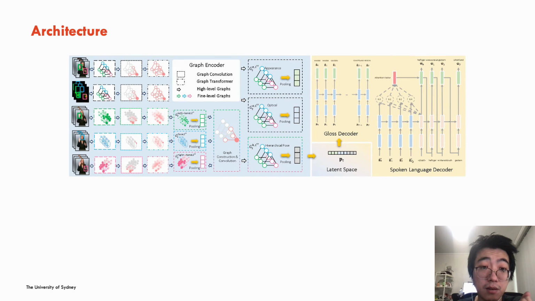So all our graphs capture the spatial and temporal information, and then we combine them into one feature, and then we feed it into our decoder, which translates our features into natural language with a recurrent neural network.